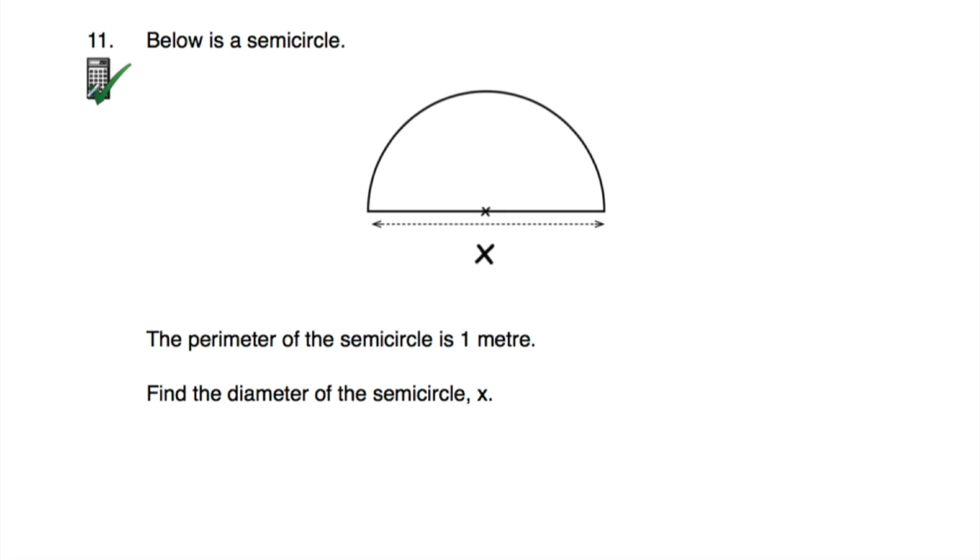Okay, let's have a look at question number 11. So question number 11 says, below is a semicircle. So we've got the semicircle, and the perimeter of the semicircle is 1 meter. And we've been asked to find the diameter of the semicircle. So what we're going to do is we're going to have to find the length of this arc.